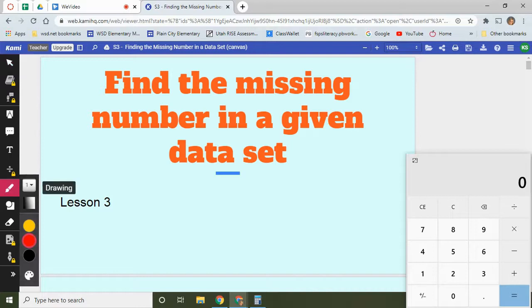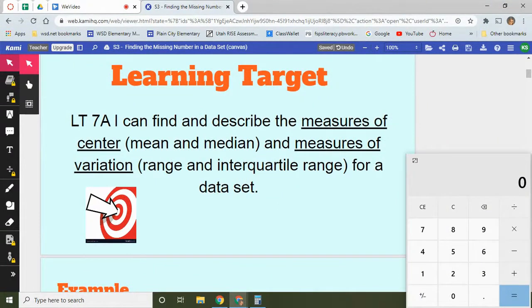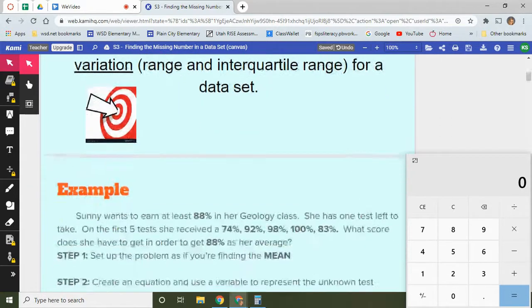So now, if you don't have a calculator, maybe pause this and grab a calculator or get one online, because in statistics you can use a calculator and it will be very helpful as we do some of the computations for today. Our learning target is I can find and describe the measures of center, which are mean and median, and measures of variation, which are range and interquartile range for a data set.